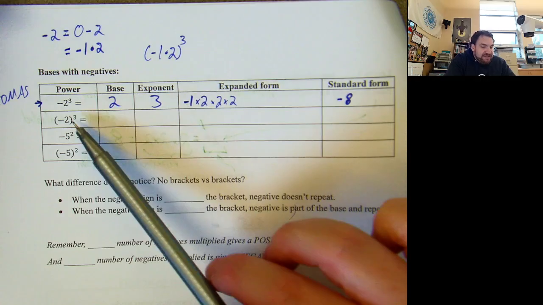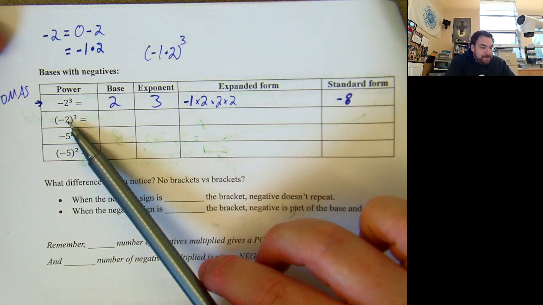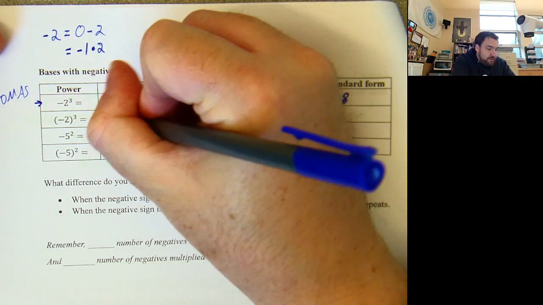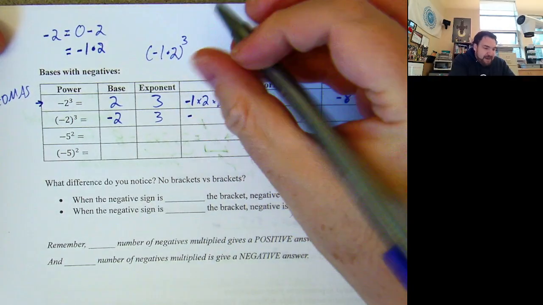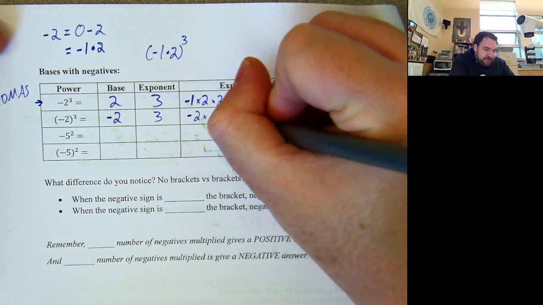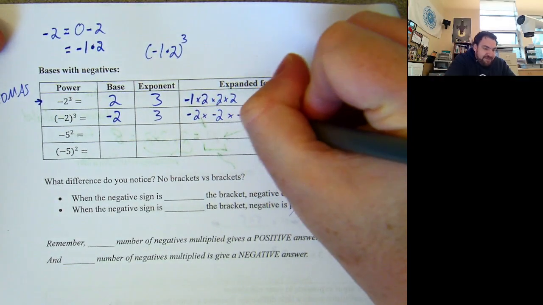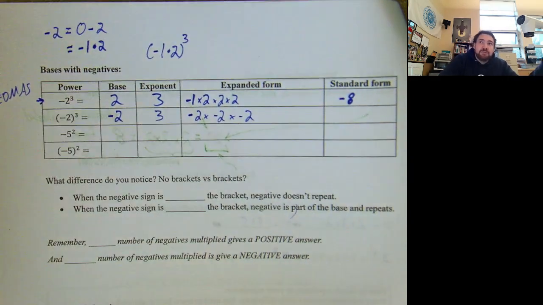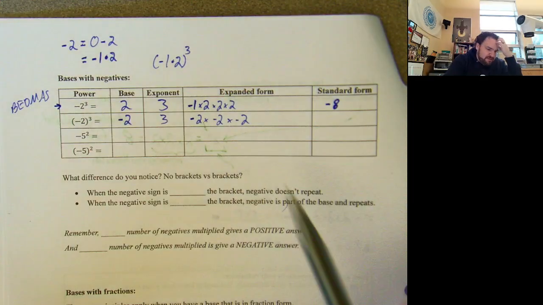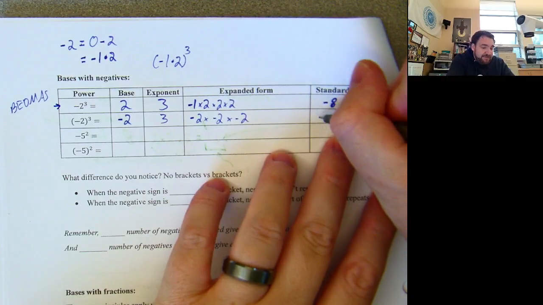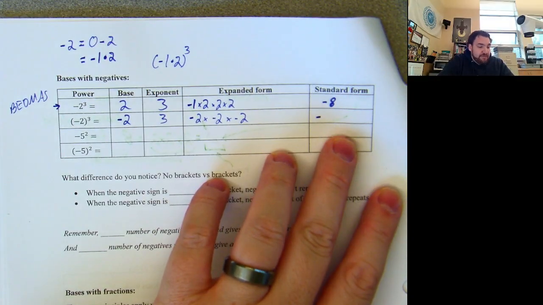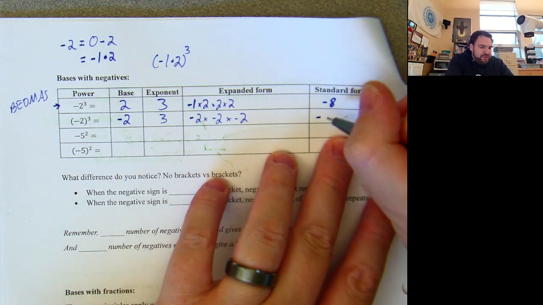So what's the base in this case? It's going to be negative 2. The exponent is still 3. The expanded form looks like this instead, though: negative 2 times negative 2 times negative 2. And the answer here, of course, is also... is it going to be positive or negative? It's going to be negative, because I've got an odd number of negatives. And 2 times 2 times 2 is 8. So the result is the same.